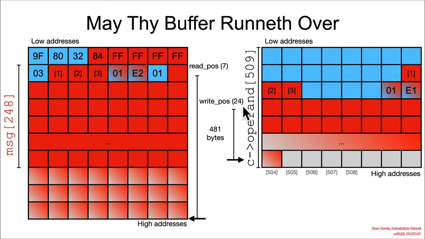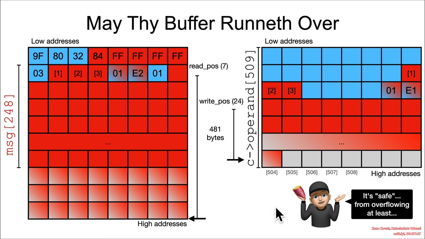So if we started at 24 and copied 481 bytes, that is not enough to overflow the bounds of this 509 byte buffer. So it is quote unquote safe from buffer overflowing. But we started at read position 7, and we copied 481 bytes, and that's too many bytes. That's more bytes than we have for a message, this attacker controlled buffer that was passed from user space to kernel space. So that is going to be an out-of-bound read.